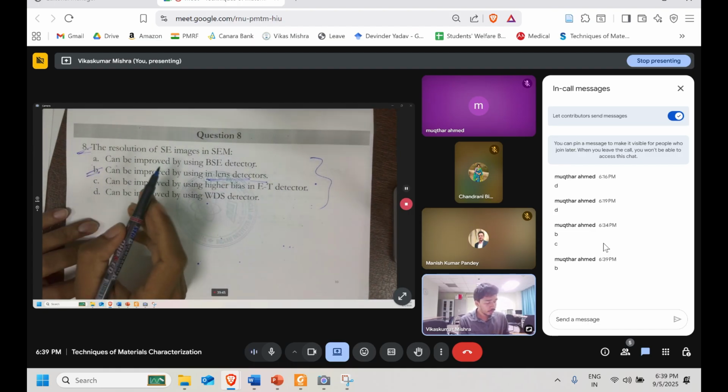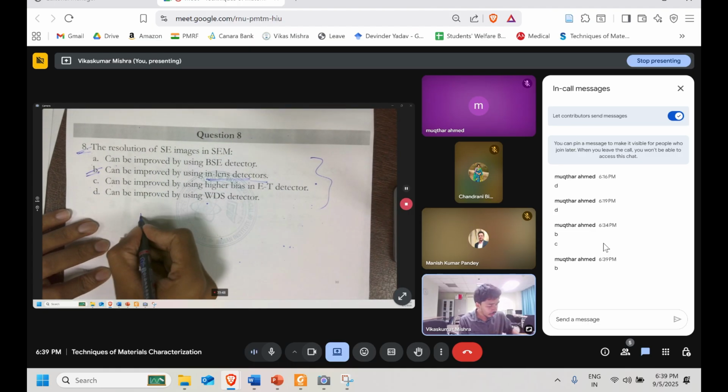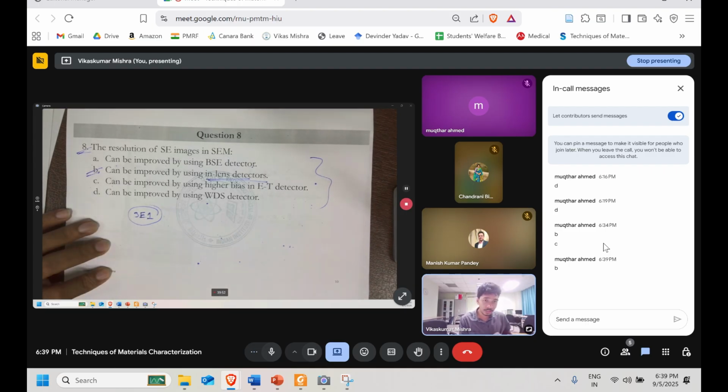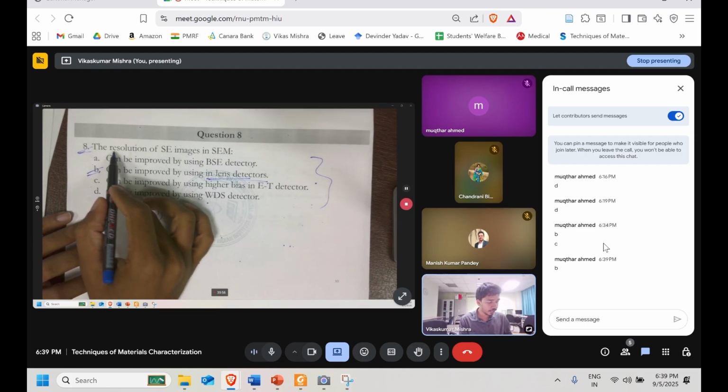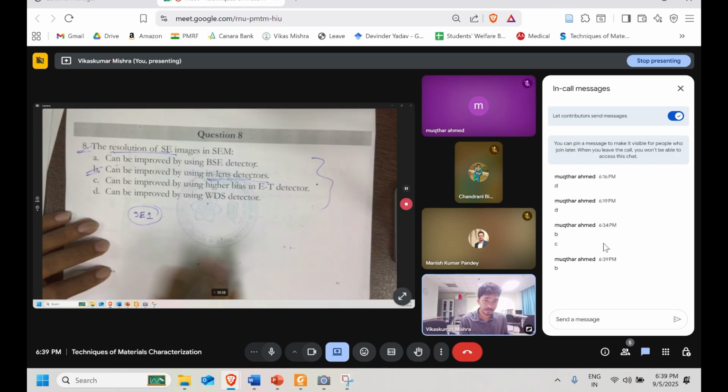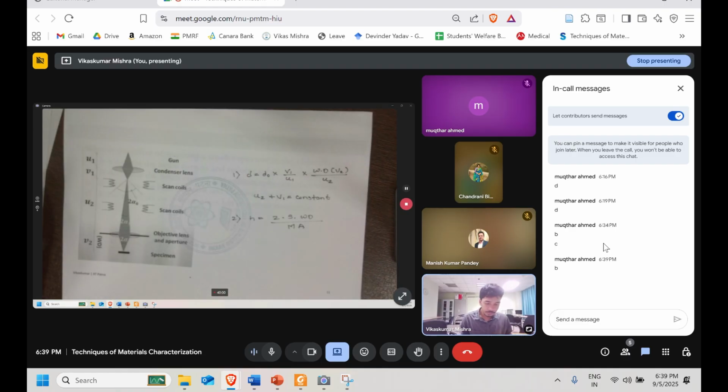We know that SE1 electrons we are capturing on a larger scale, and that's why we are able to say that the resolution is improving. Very good. With that, we have solved these 8 questions. So we are done with the detector part.